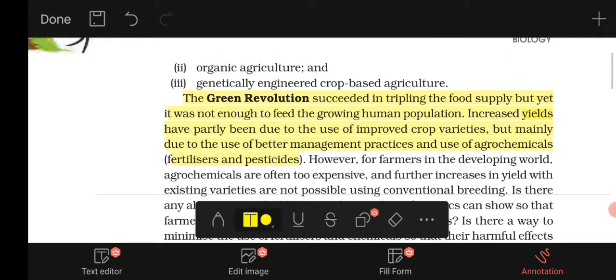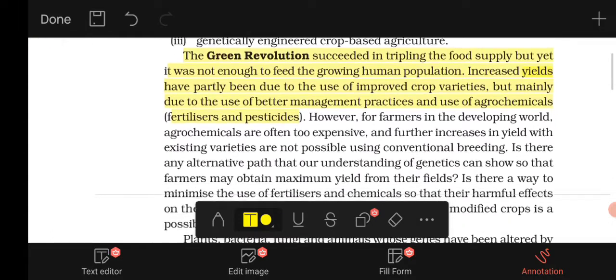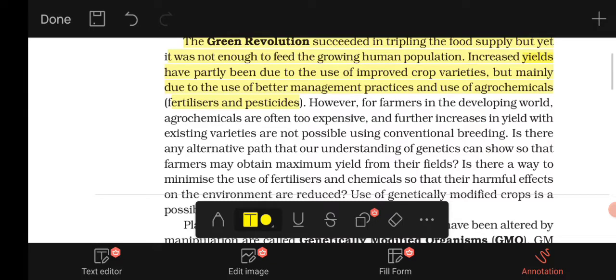The three points which are very important and which played a great role in the green revolution, they helped in increasing the yield, those points are use of improved crop varieties, then better management practices and use of agrochemicals, that is fertilizers and pesticides. However, for farmers in the developing world, agrochemicals are often very expensive, and further increase in yield in existing varieties is not possible using conventional breeding.